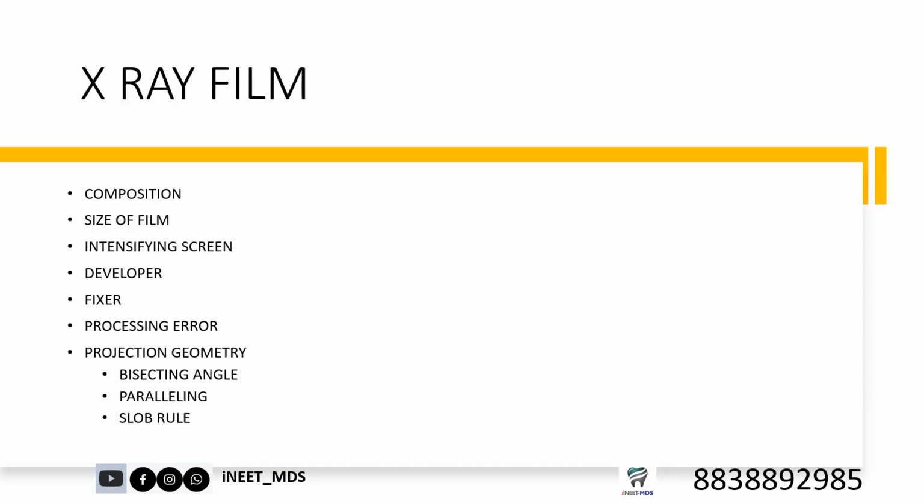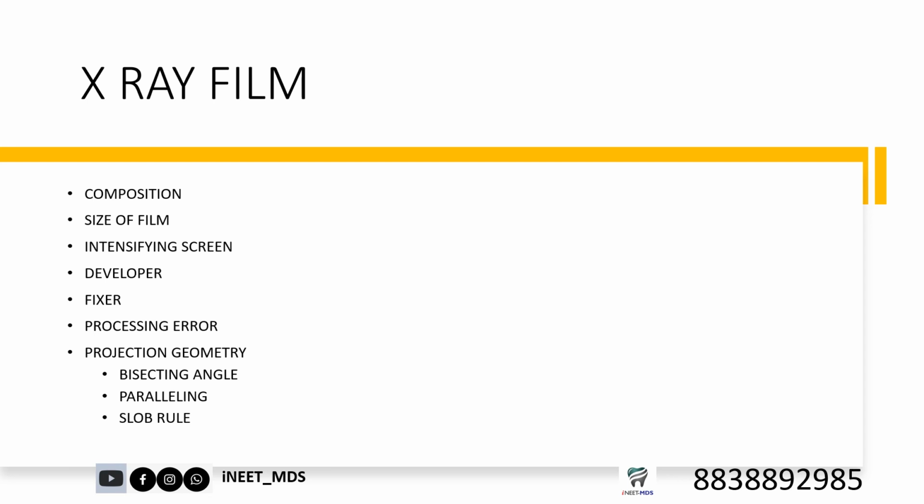Then regarding the X-ray film, everything related to X-ray film is quite important from the MCQ point of view. So these are the gist of it which I have mentioned. Make sure you have completed everything. First is the composition of X-ray film. Then the sizes of films, including the X-ray film size, occlusal film size, OPG film size, and lateral ceph film size. Then the intensifying screen, its composition, where it is used, and what rare earth metals are used in the intensifying screen.